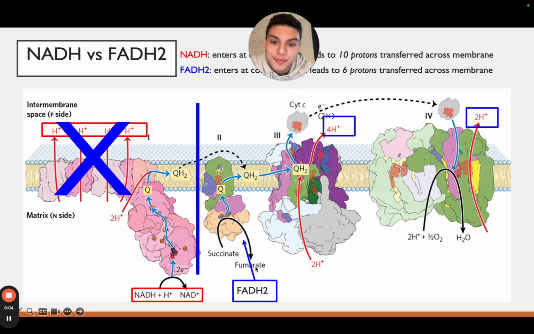And so FADH2 is going to come into complex 2. It's going to do its thing, not pump any protons, go straight to complex 3, and then 4 protons are going to be pumped. And then the last 2 in complex 4, once cytochrome C does its thing and transfers the electrons over. So we know that it's 4 plus 2, so it's 6 rather than 10. So something to keep in mind, and definitely is going to help you with calculations later on.